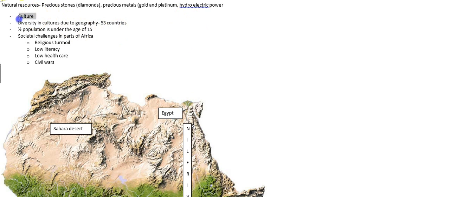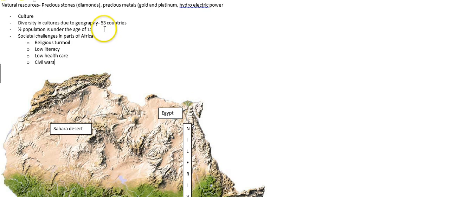We look here and we want to talk about culture. There is a lot of diversity in cultures due to the geography of Africa. In fact, there are 53 countries, more than any other continent. This diversity has led to a lot of different things, such as civil wars. This diversity has also led to a vast cultural background for those of Africa, and the diversity is to be celebrated. Unfortunately, a lot of those differences are not something that people are celebrating, and they're fighting amongst one another.